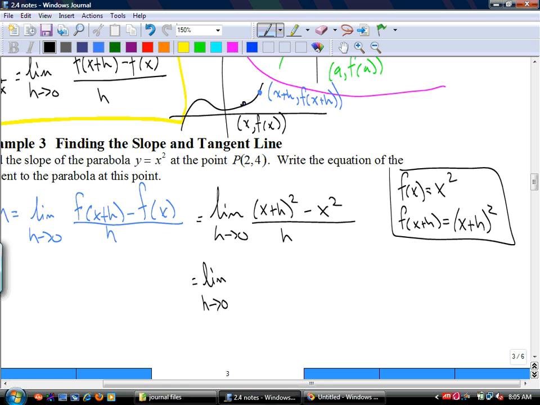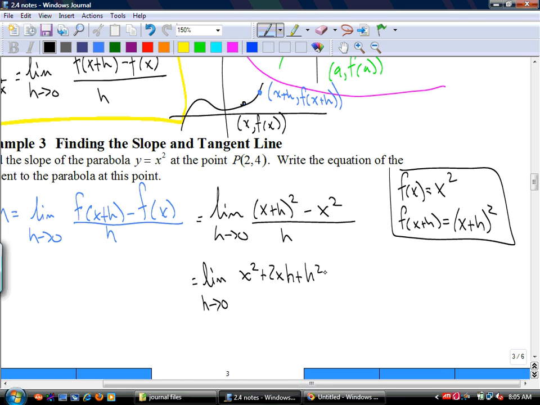Good. FOIL it out. You wouldn't believe how many kids couldn't do that on the provincial exam. You couldn't multiply (x + h) all squared. I think it was (x + 3) all squared. I think that we saw so many x squared minus 9, it wasn't even funny. x squared plus 2xh plus h squared.